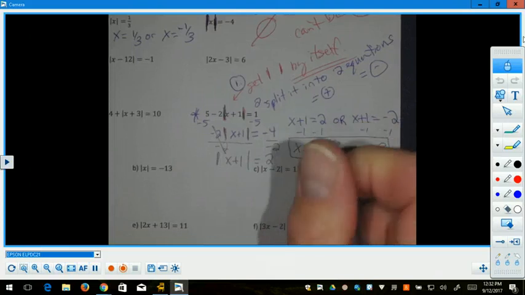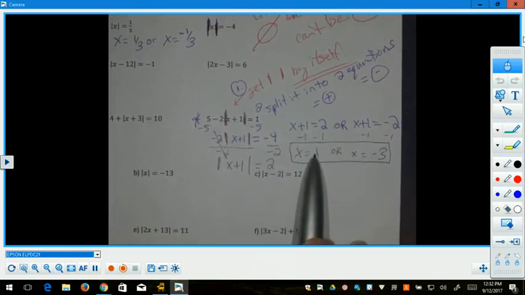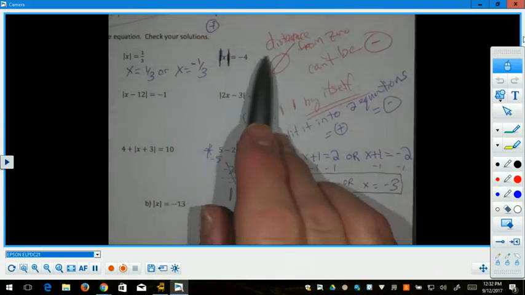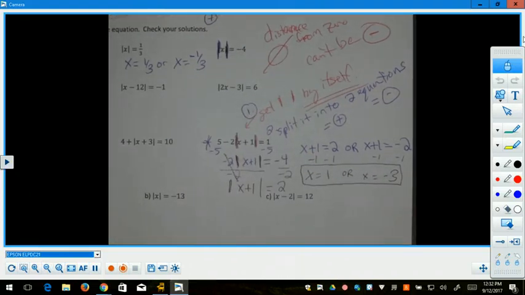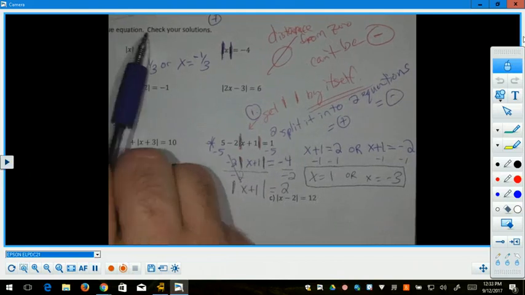Absolute value equations will usually have 2 answers. There are some times when they'll have no solution, like the problem above. So solve each equation, check your answer.